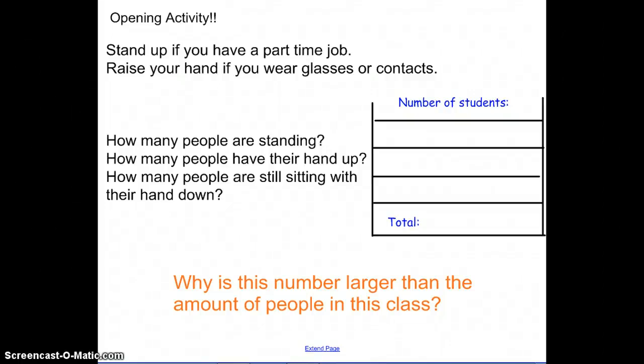Hello, Foundations 30 class. Today we are moving on to section 3.2, which is exploring relationships between sets. So we're going to start with an opening activity.